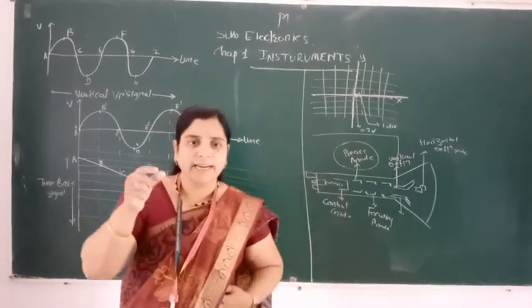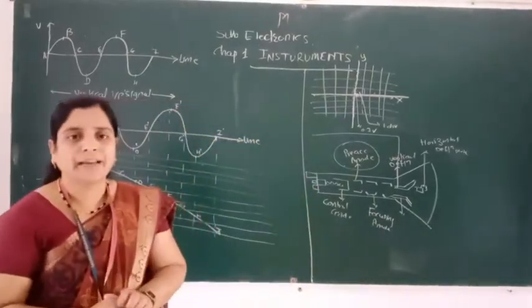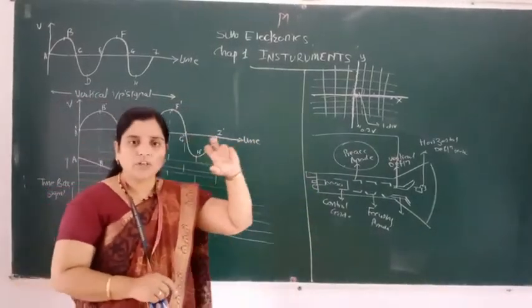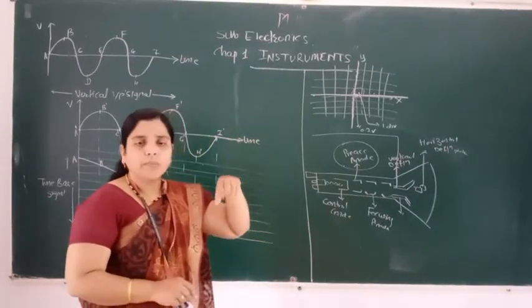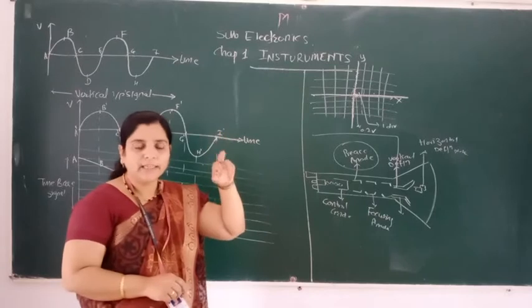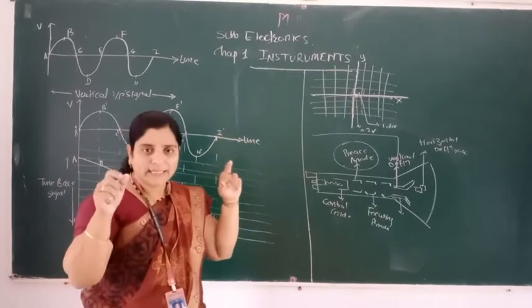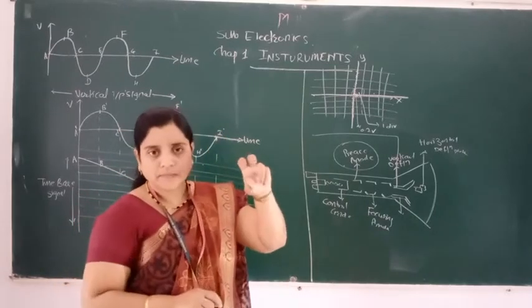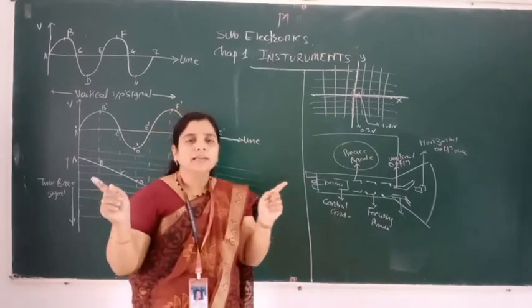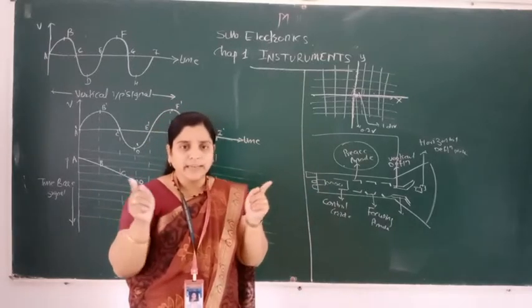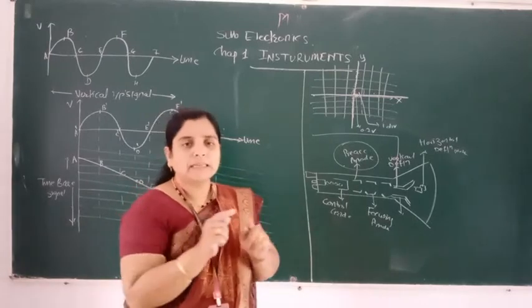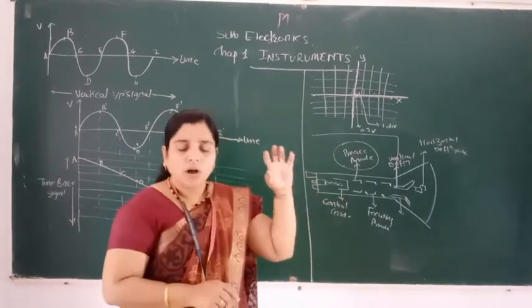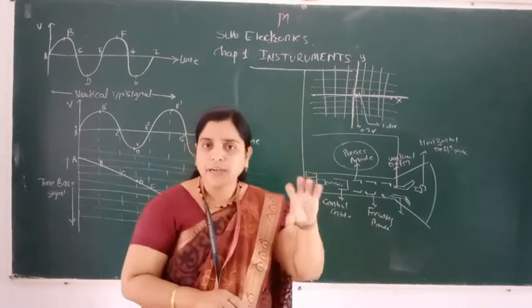So how can we adjust that? We have seen it in the front panel of the CRO. There are horizontal and vertical plate switches there. If your waveform or spot is moving vertically up and down, then you can adjust that with the help of that switch. If it is moving left to right, then you can adjust it on the x-axis by using the horizontal switch. So all those switches we have seen in the front panel of the CRO.